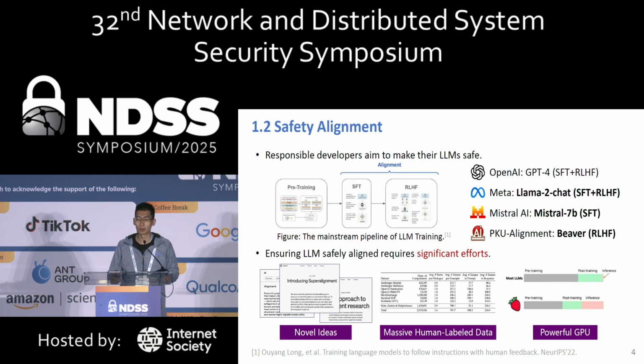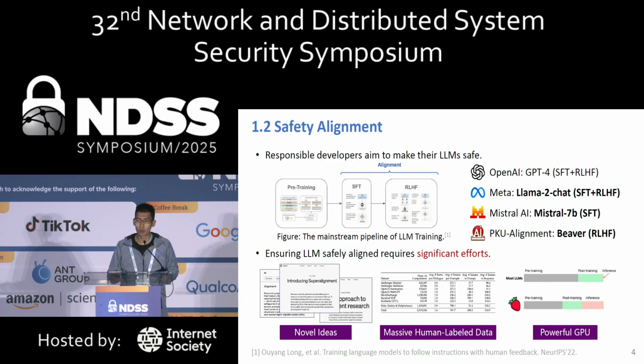Therefore, responsible developers aim to make their large language models safe. This process is usually referred to as safety alignment. As you can see, different models usually undergo different types of safety alignment, including supervised fine-tuning and reinforcement learning with human feedback. However, ensuring that the large language model is safety aligned requires significant effort. I believe that some of you may already be working in this area. It involves novel ideas, massive data, and powerful GPUs.